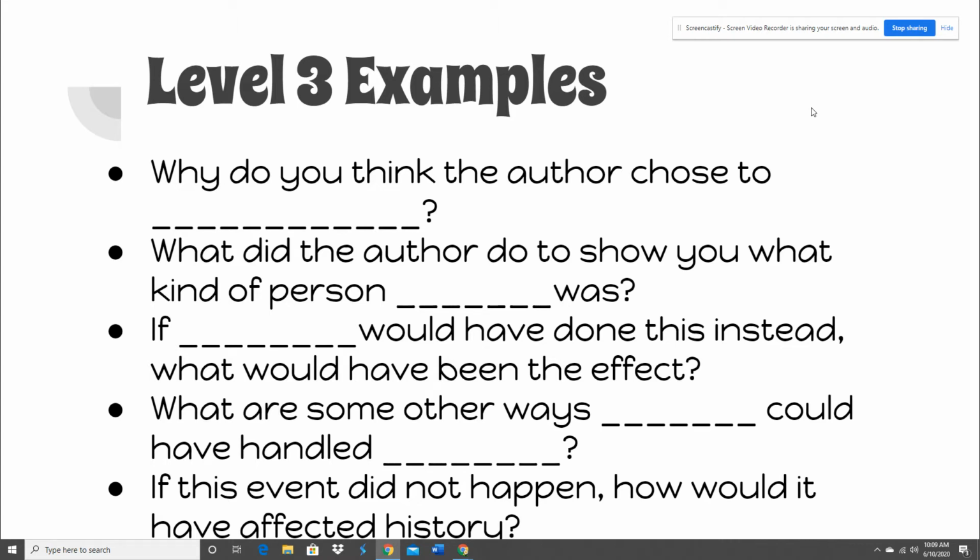So, level 3 examples. Why do you think the author chose to? Now, instead of author, you can use any of your topics. Again, World War II is my topic. So this is a why question. I said those need to be here, but this is where it's like, why do you think? Where do your thoughts go on why you think that Adolf Hitler did what he did?